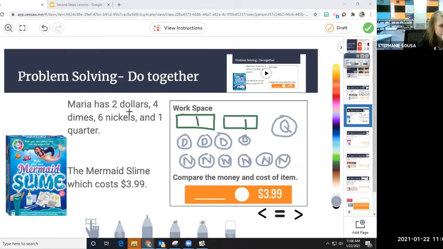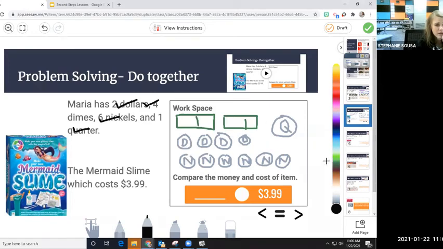All right. I'm going to make sure I have everything. Did I draw $2? Yes. 4 dimes? Yes. 6 nickels? 1, 2, 3, 4, 5, 6. Yes. And 1 quarter? Yes. Now I've got to count it all up.